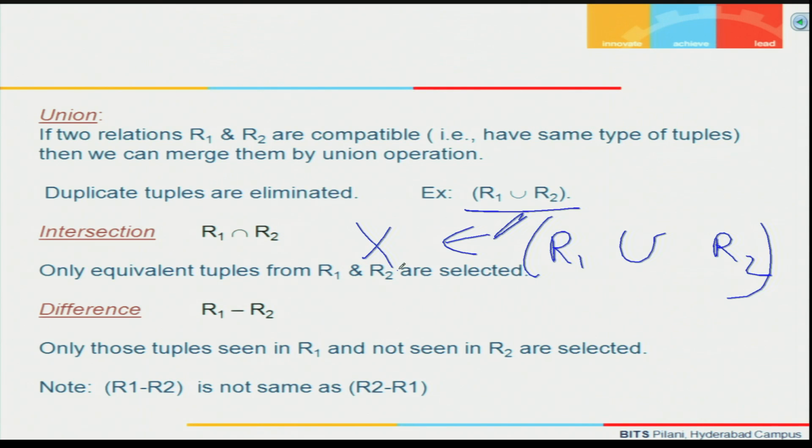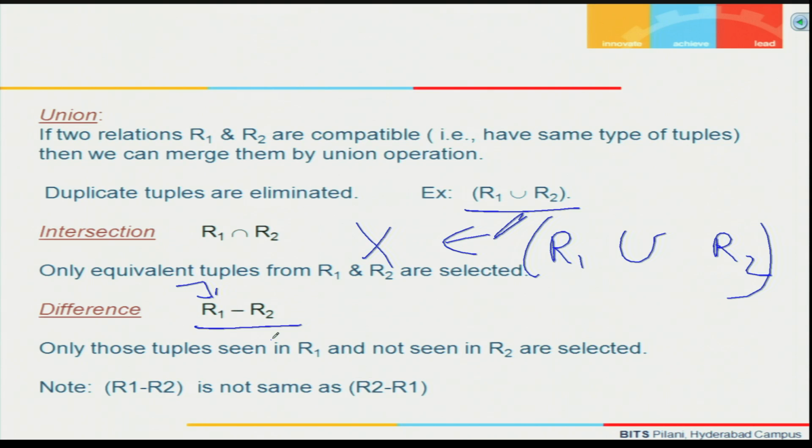The second one is intersection, that is R1 intersection R2, meaning that the tuples which are seen in both R1 as well as R2 are available in the result. Only equivalent tuples from R1 and R2 are selected. And then the minus operation, that is the difference operation: R1 minus R2 means only tuples which are available in R1 and not seen in R2 are in the result. And it is not commutative.